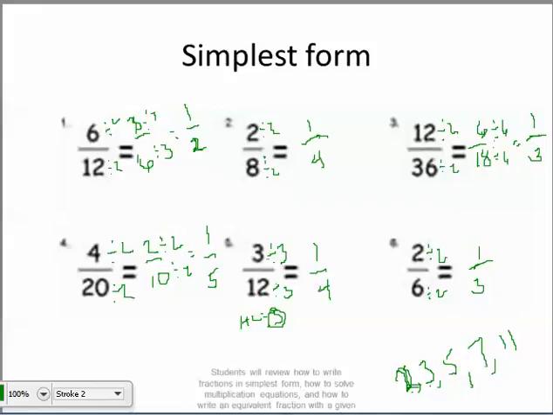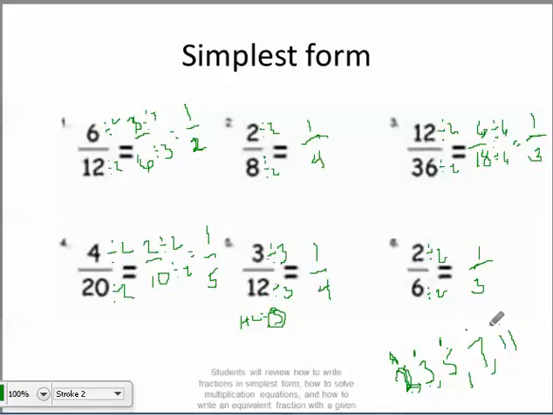7 and 11. Now, how can I do 2's? Even numbers. 3's, add up the digits. 5, it ends in a 5 or a 0. 7, well, best guess. You're going to have to try it and see if it's divisible by 7.